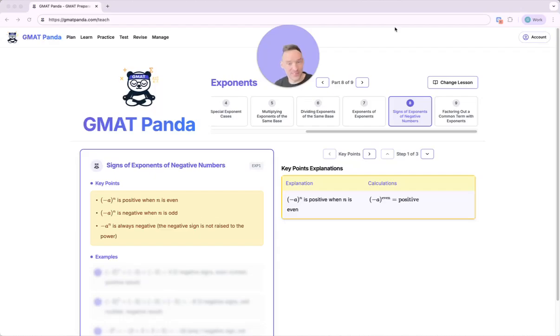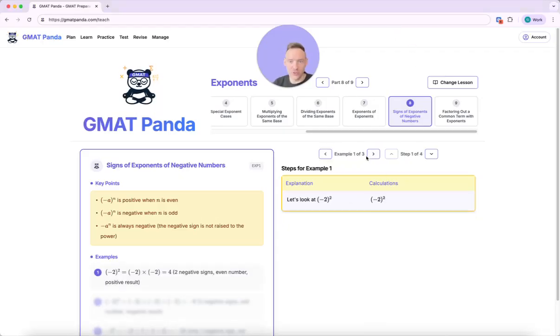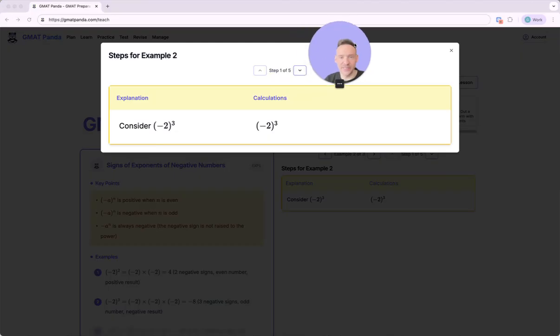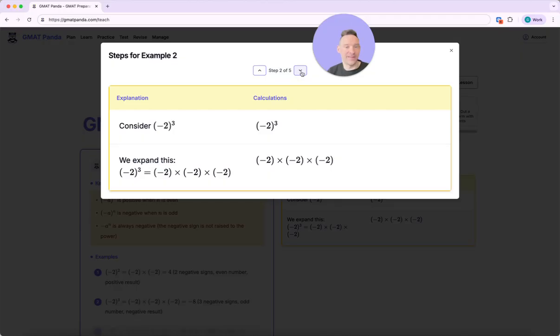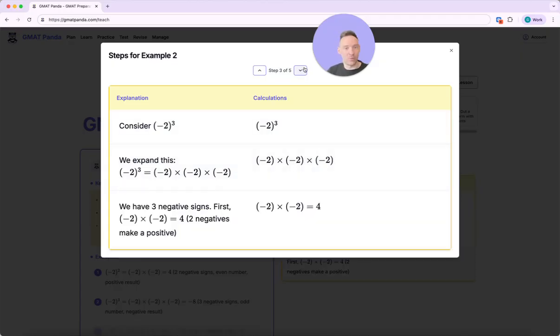One of the most common mistakes people make in the GMAT when it comes to exponents is around the signs involved. If we look at this example here, we're bringing minus 2, which is the base, to the power of 3. And that is equivalent to doing minus 2 times minus 2 times minus 2, so 3 times. Now we think about what happens to the signs.